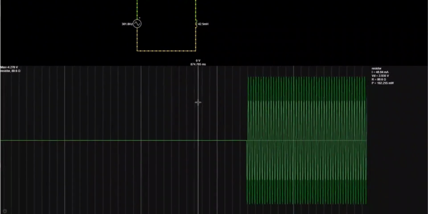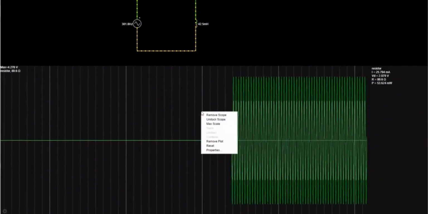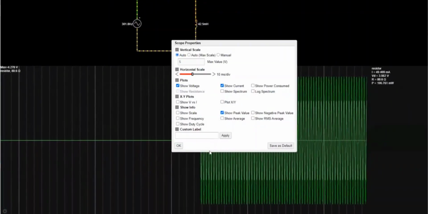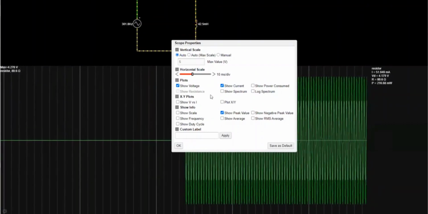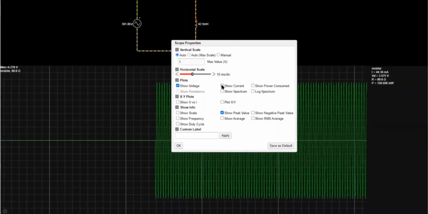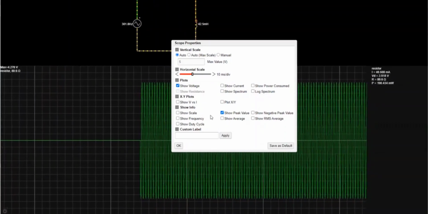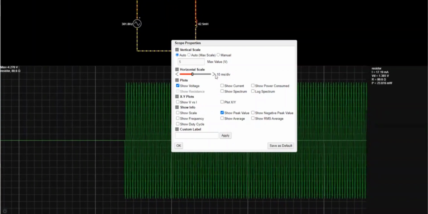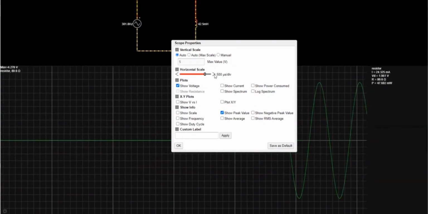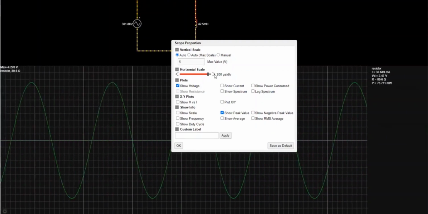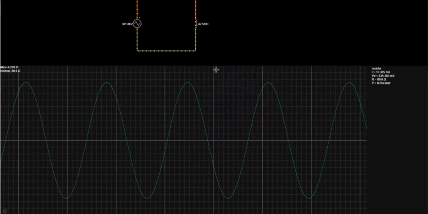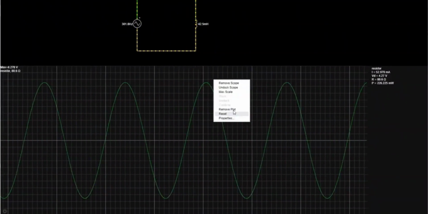Right click anywhere on the scrolling graph. Right click, properties, and then let's do a few things. Let's not look at the current. So deselect current there. Let's change the horizontal scale from 10 milliseconds per division to 200 microseconds per division. So then say, okay.